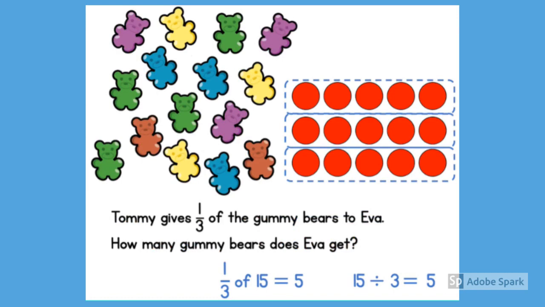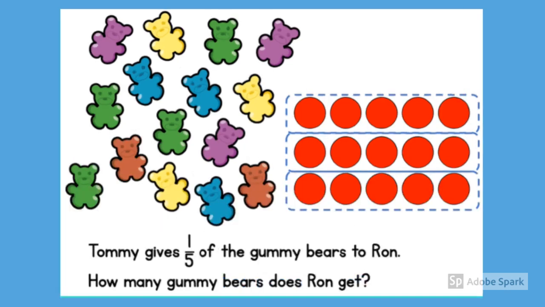One of the rows is equal to 1/3, and in that third we see there are 5 counters. So 1/3 of 15 equals 5. 15 gummy bears divided by 3 equals 5.